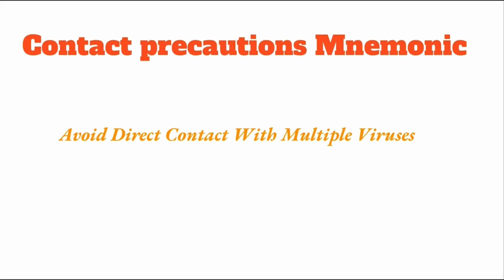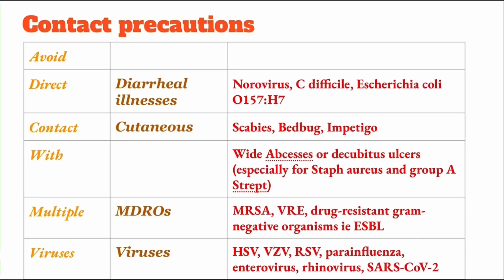There are so many groups of organisms that need contact precautions, so we will mostly focus on groups in this mnemonic. From "direct," you can remember the viral illnesses, especially norovirus, C. diff, E. coli, Shigella, and Salmonella. Contact is for cutaneous infections like scabies, bed bugs, and impetigo, which also require contact precautions.